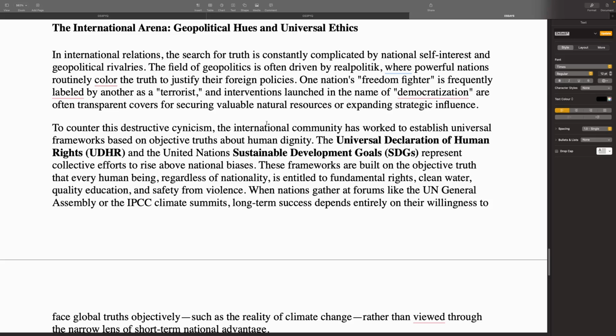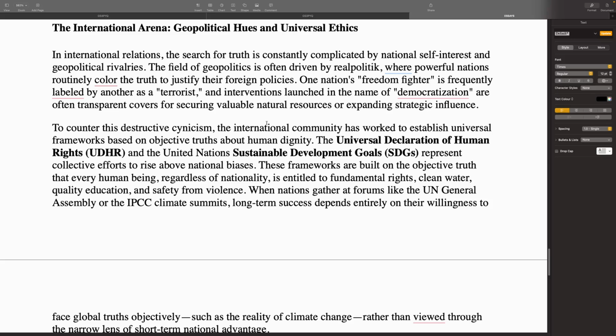To counter this destructive cynicism, the international community has worked to establish universal frameworks based on objective truth about human dignity. The Universal Declaration of Human Rights and the United Nations Sustainable Development Goals represent collective efforts to rise above national biases. These frameworks are built on the objective truth that every human being, regardless of nationality, is entitled to fundamental rights, clean water, quality education, and safety from violence.